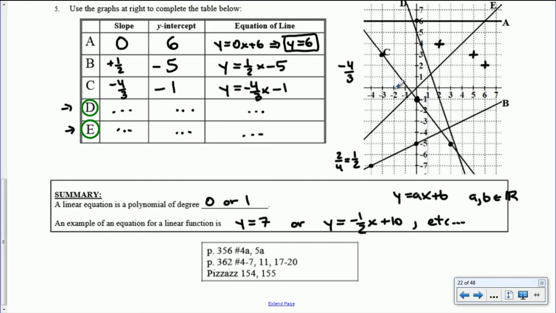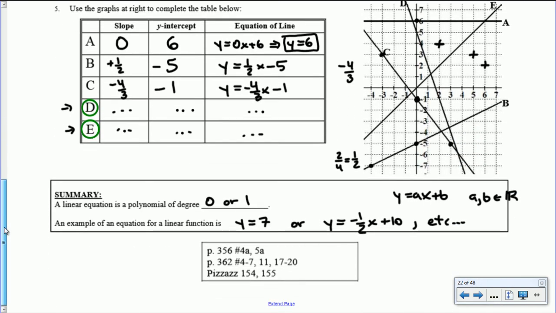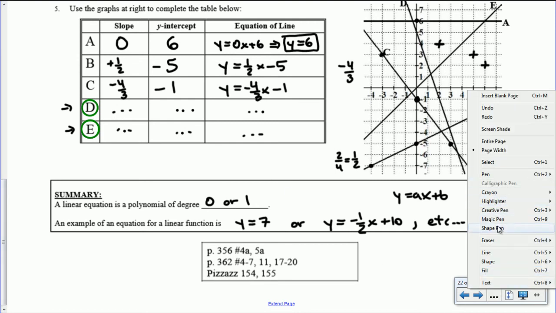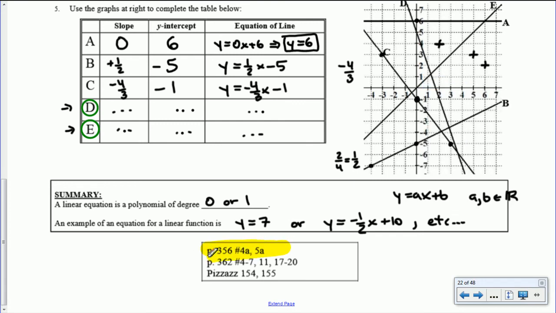Okay, so yes, please take a picture of just D and E for both 4 and 5. I'll just need one picture, and please also try these questions here. And if you have any questions about any of the questions here, please feel free to reach out.